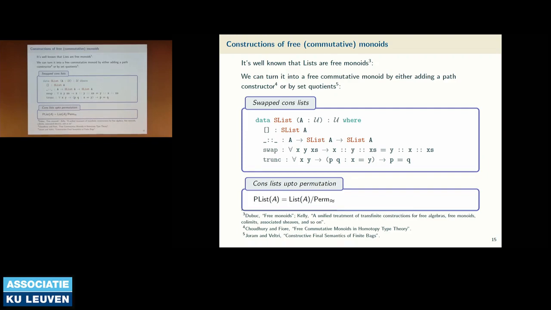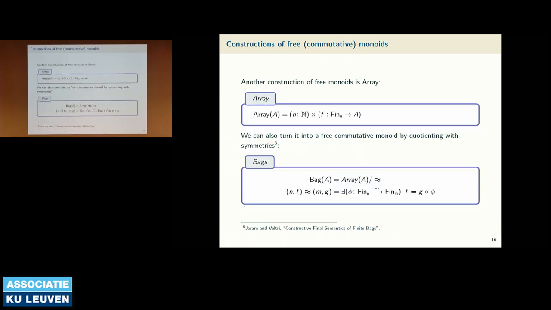Now, let's give some example constructions of a free monoid and free commutative monoid. So it's well known that lists form a free monoid, and we can turn it into a free commutative monoid in two ways. The first one would be just using a path constructor, making it a higher inductive type. So this is basically just the finite multiset, which Thorsten talked about yesterday. And another way, we can just quotient it by a permutation relation.